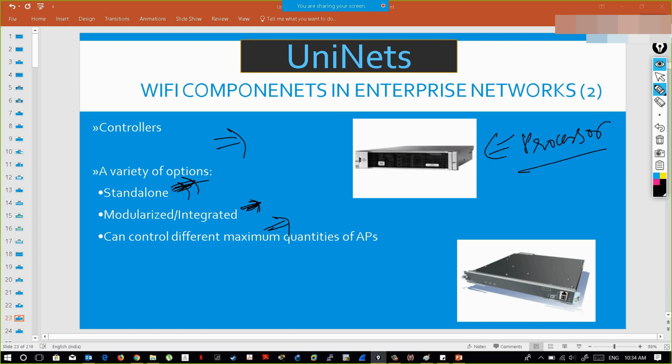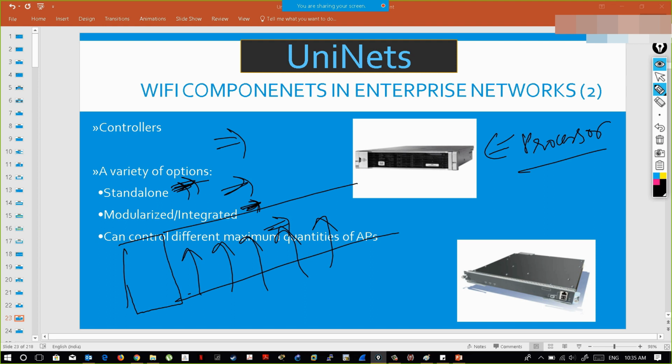Okay, and modularized is, you will have a separate, big processor, and you will have modules where you can insert many controllers like this. It is very simple. It's like a rack. You will have a big processor, and to that processor you can attach as many access points as you want. You can keep on adding, and that processor will divide its work based on the number of access points you attached. That is a modularized one.